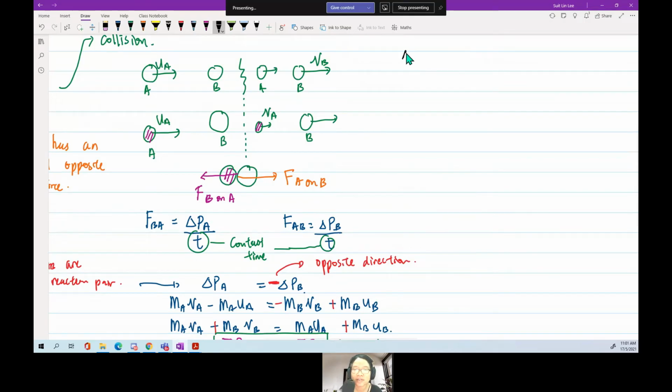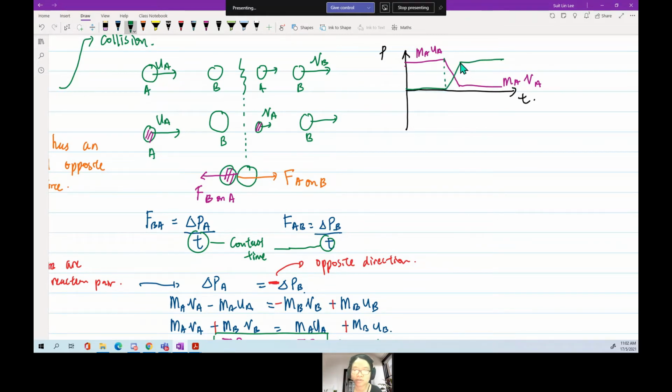Okay, so if, let's say, popular graphs are like this. Say I want to draw momentum against time for both balls. Let's take A. A was traveling at UA, and then during collision, it will slow down and now travel at VA. So this is MAUA. This is MAVA. We could do a question like this later in an example. And then if you think about B, B was not moving, and once they collide, at the same time, B will move.